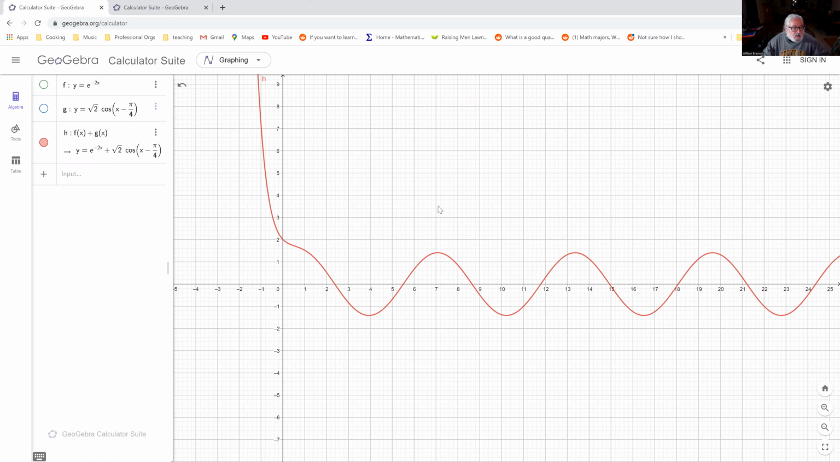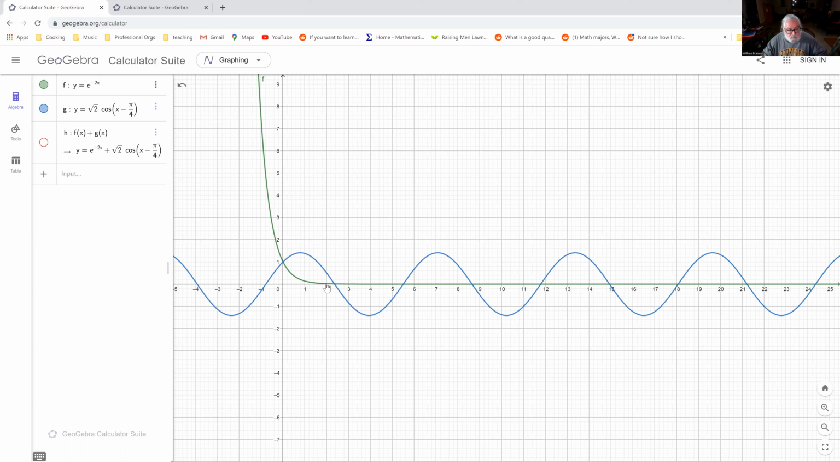So what's actually going on here is we can look at the homogeneous solution. That's just this decaying exponential. And we can look at the particular solution, which is this cosine curve. Okay, so when we add those together, what happens?